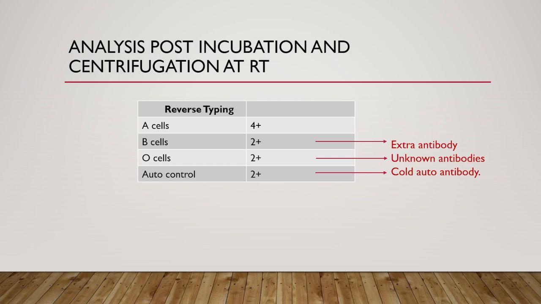We can see that in A cell there is a 4 plus strong agglutination reaction. In B cell also there is a 2 plus reaction, which should possibly be due to an extra antibody. In O cell also we are getting a 2 plus reaction, pointing to an unknown cold antibody. In autocontrol also we are having a 2 plus reaction, which should possibly be due to a cold autoantibody. Hence, to resolve this, we will be proceeding to further testing at 37 degrees Celsius.